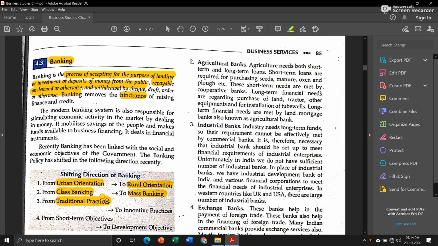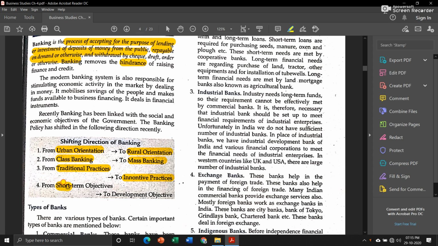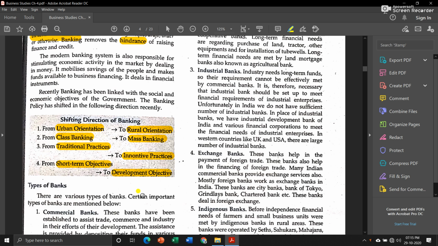Then from traditional practices to innovative practices. Innovative practices we will discuss in detail in the next session, like agency functions and all those things. Then from short-term objectives to development objectives. Earlier, banks' foremost objective was to provide short-term loans and all those things, but this time modern banks are focusing on developing the economy of a country as well.